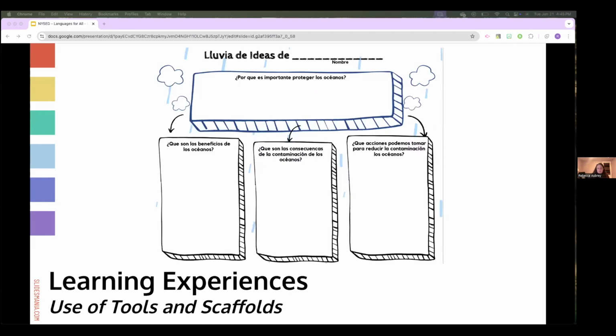Thinking about different types of school tools and scaffolds that you might use. This is a graphic organizer, a brainstorming page that we created as our students were learning to talk about ocean contamination, also forest contamination, as a great way to organize their ideas. This is something our students are used to doing in their English language arts classes already. One of the things I'll often do is ask the English teacher if she has graphic organizers that she's using, and then try to recreate them in Spanish, because if the students are already familiar with them, it makes it a lot easier.